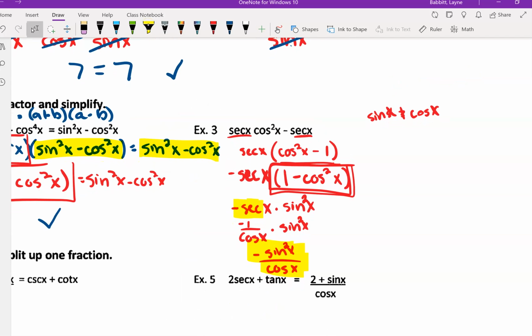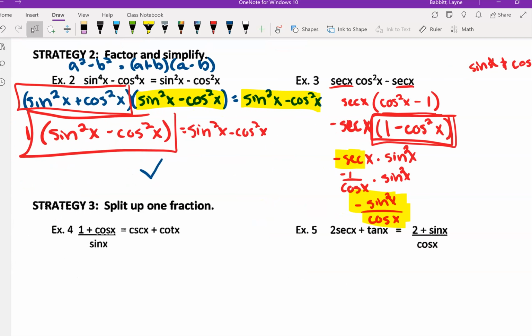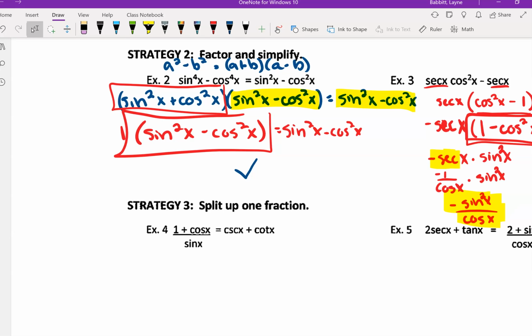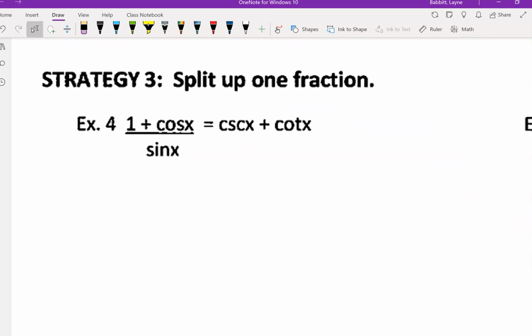Now that wasn't quite a proof because we weren't trying to get one side to be the same as the other side of the equation, but it was good practice for simplifying. The rest of these will all be proofs. So now we're trying to get this left side of the equation to equal this right side of the equation. And the strategy we're going to use right now is splitting up one fraction.